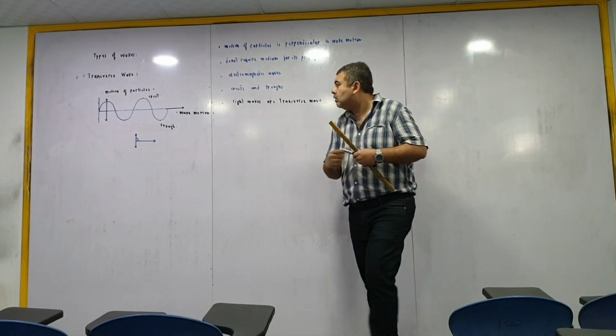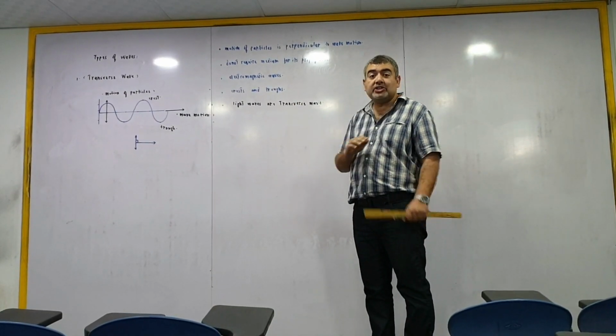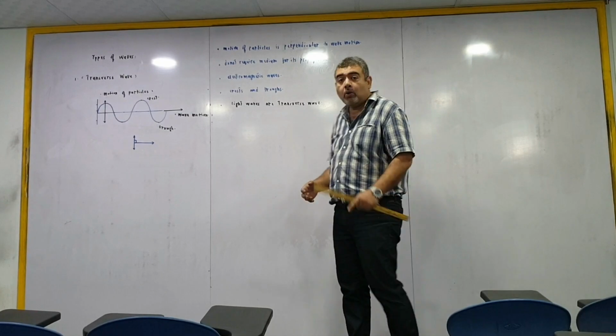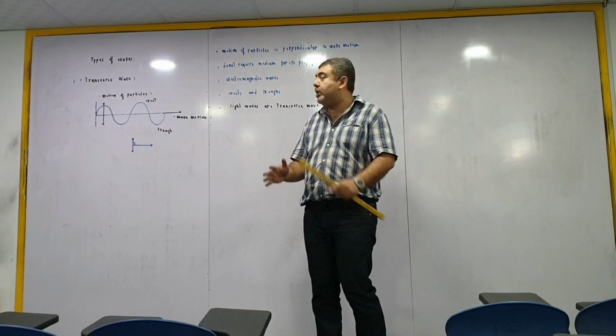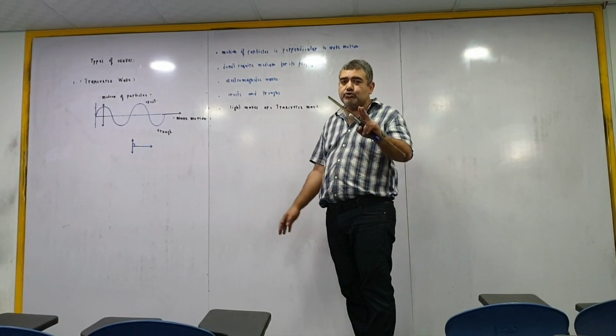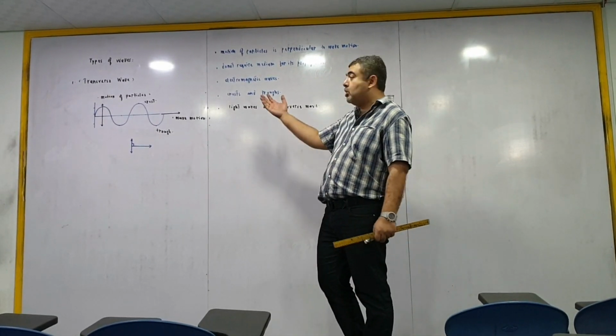Just to repeat quickly. What is a wave? It's a traveling disturbance of the particles in the medium. What is wave motion? It's a mechanism with which energy is carried from one point to another. How many types of waves do we have? Two: transverse and longitudinal. Let's talk about transverse waves.